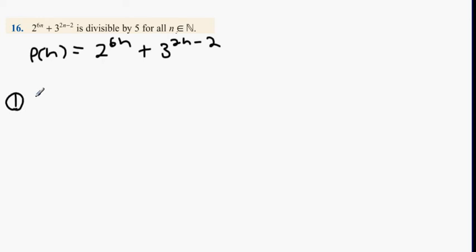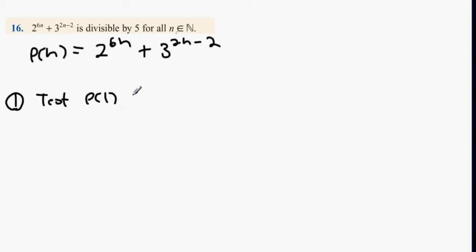Okay, so in this question here we have P of n is equal to 2 to the power of 6n plus 3 to the power of 2n minus 2. We have to prove it's divisible by 5 for all n element of N. So for step 1, we're going to test P of 1.